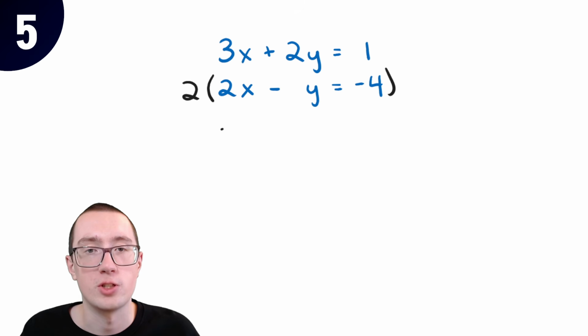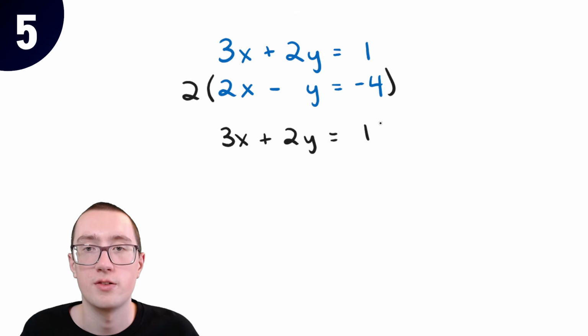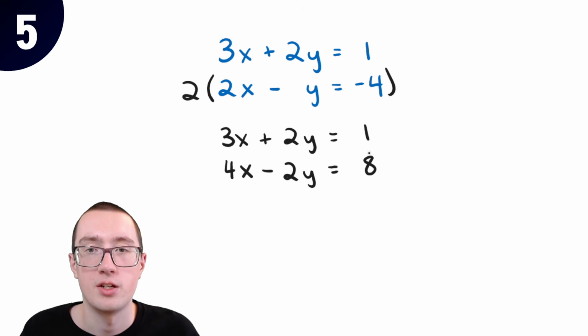So this first equation is going to stay exactly the same. But in the second equation, I'm going to multiply everything by 2. So 2 times 2 is 4, so 2x is going to become 4x. Then here we've got minus 2 times y, that's just minus 2y. And then we have 2 times -4. 2 times 4 is 8, and we have one minus sign, so the minus sign stays.